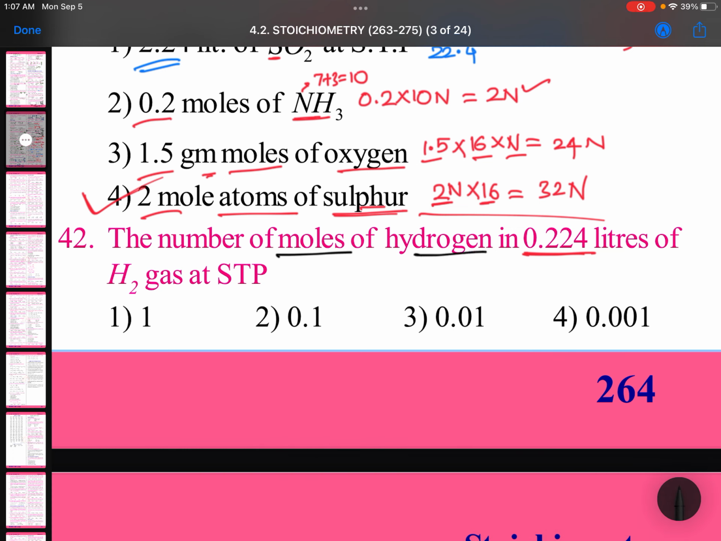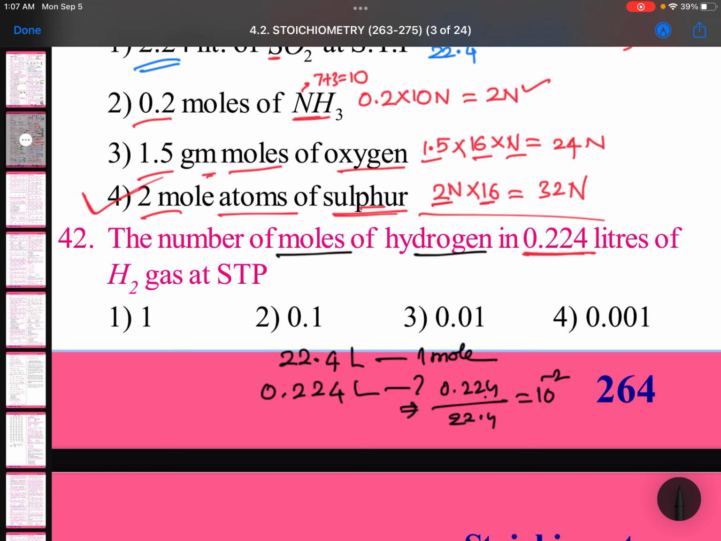The number of moles of hydrogen in 0.224 liters of hydrogen gas at STP. Number of moles of hydrogen gas in 0.224 liters. 22.4 liters has 1 mole. 0.224 liters contains how many moles? 0.224 by 22.4. So the difference is, if you want to give your point, 10 to the power of minus 2. Thank you.